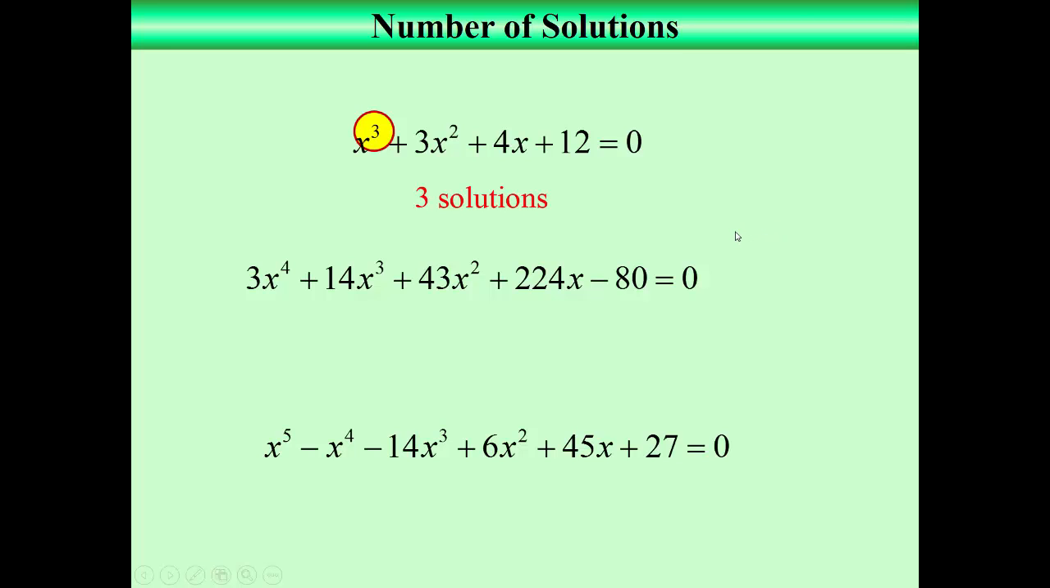Now we need to begin by recognizing what we're going to be looking for as far as how many solutions. Third degree polynomials have 3 solutions, fourth degrees 4 solutions, fifth degrees 5 solutions. The degree tells us how many answers we're supposed to be coming up with.